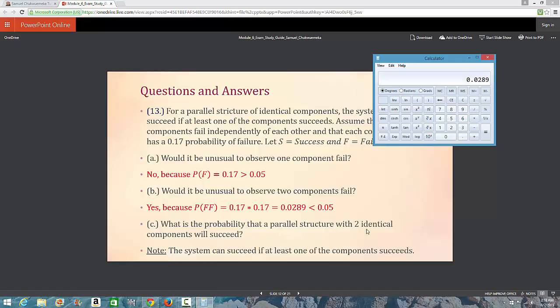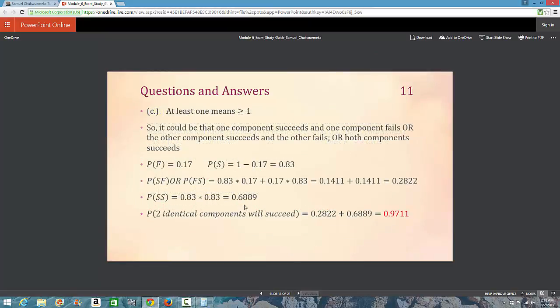So if we have a structure with two components, we have the first component and the second component. They told us that for the system to succeed, it needs at least one of the components to succeed. So that means the first component might succeed and the second might fail, or the first component fails and the second component succeeds. The system will still succeed, or both components succeed. Okay, so you have to take note of that.